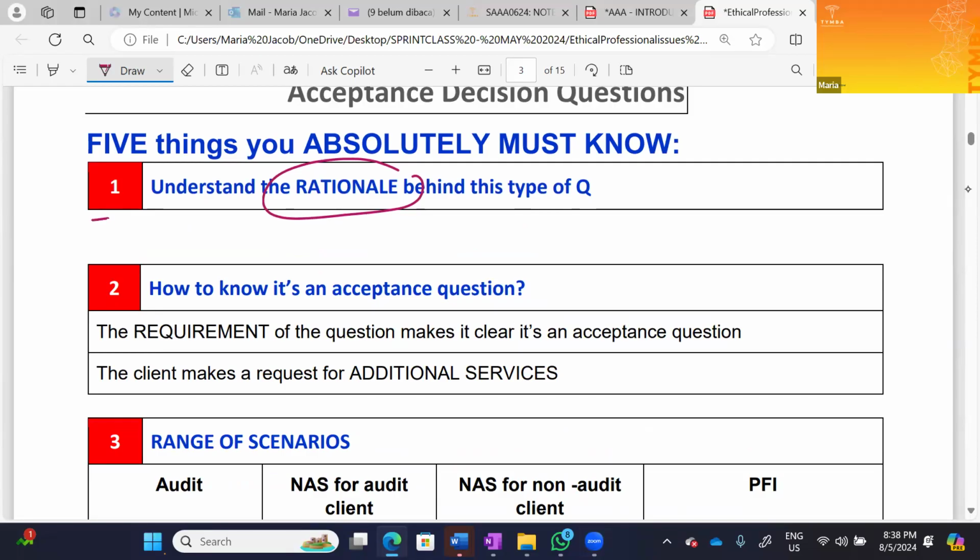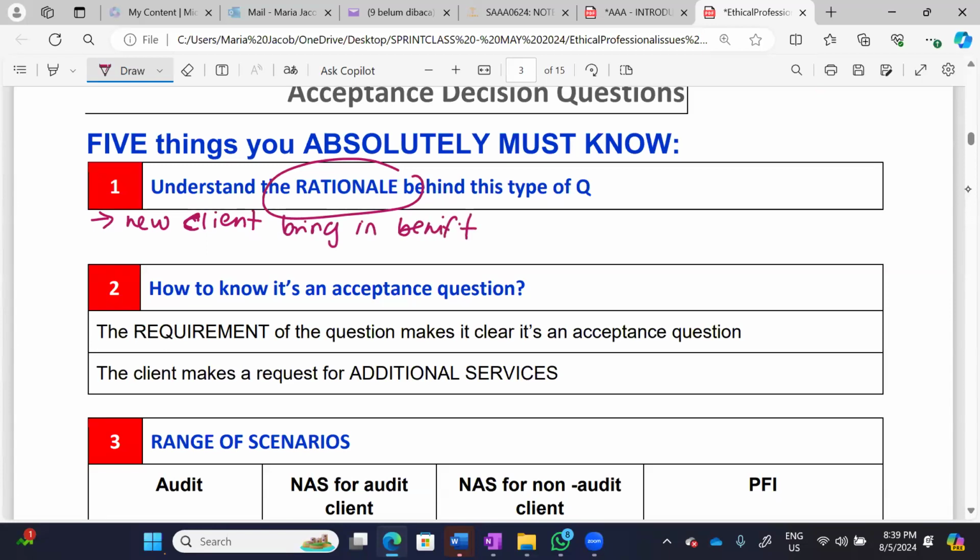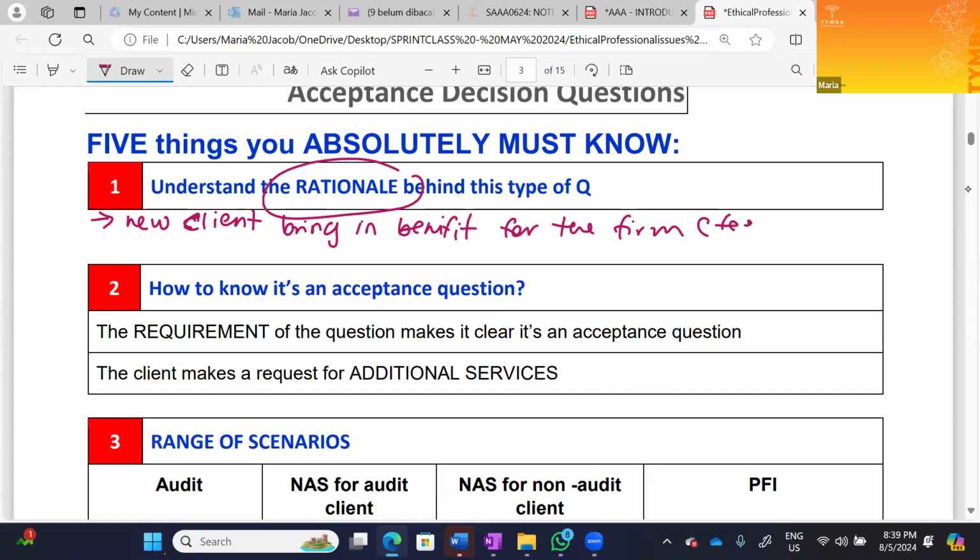Okay, so basically, the reason why the examiner wants to test you on acceptance is there will be a new client, or it might be a new engagement. So a new client is going to bring in benefit for the firm. So you're going to get benefit out of it. For example, as an auditor you are going to get the fees and also exposure.